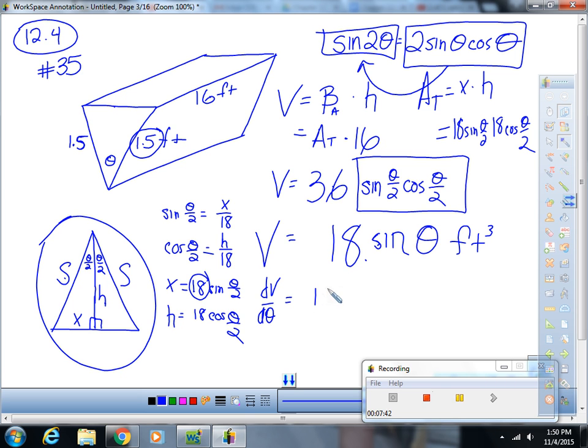That's going to be, not negative, it's going to be 18 cosine of theta. You set that equal to 0. Where is cosine of theta equal to 0? At pi over 2, all the same. So theta equals pi over 2 will maximize volume.